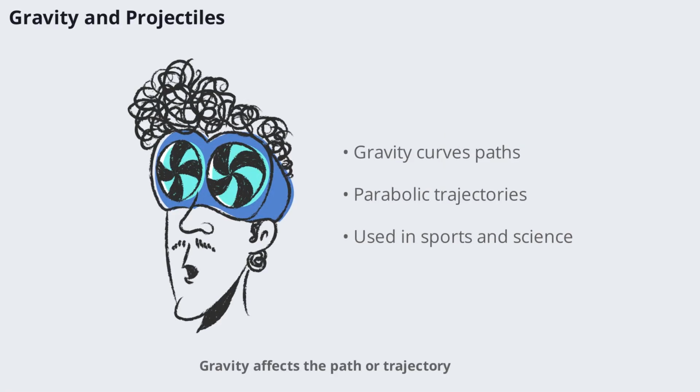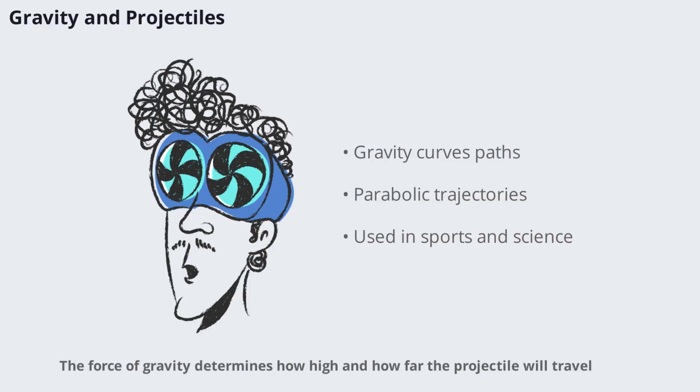Gravity affects the path or trajectory of any object thrown or launched into the air, a projectile. When you throw a ball, gravity pulls it downward, creating a curved path called a parabola. The force of gravity determines how high and how far the projectile will travel. This principle is used in sports, engineering, and even space exploration.